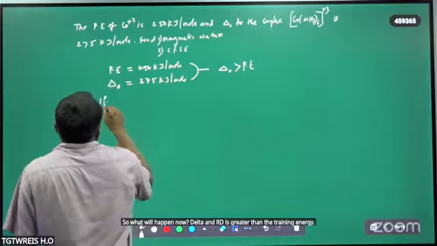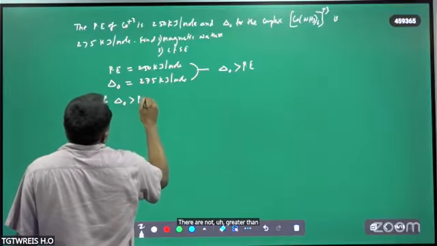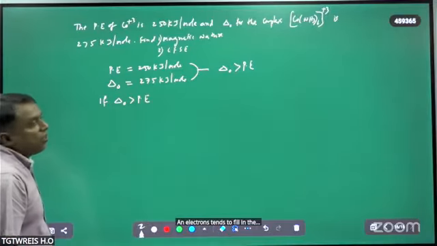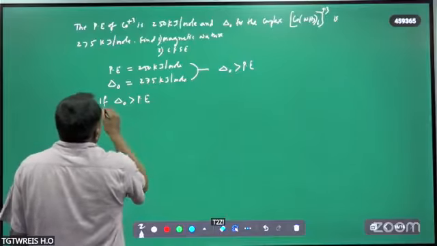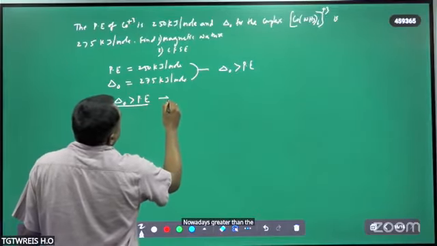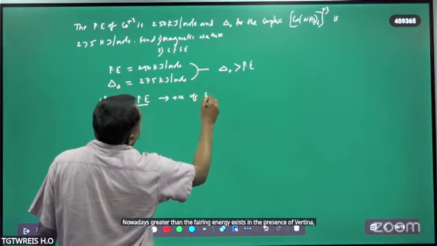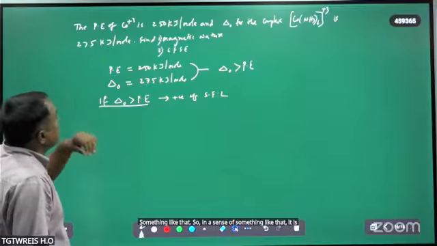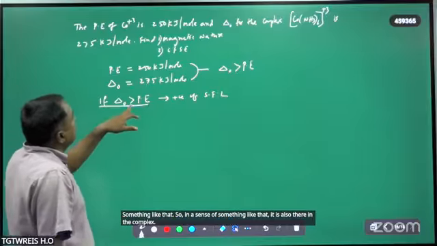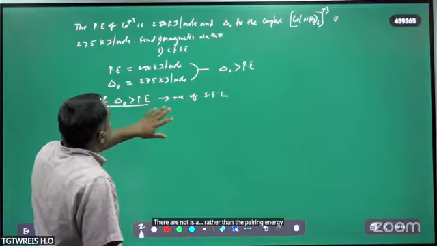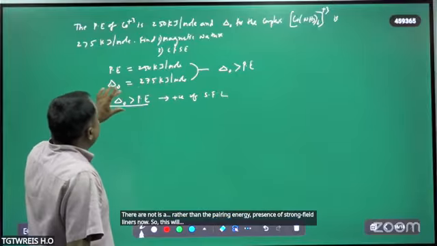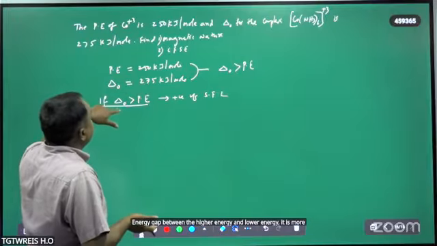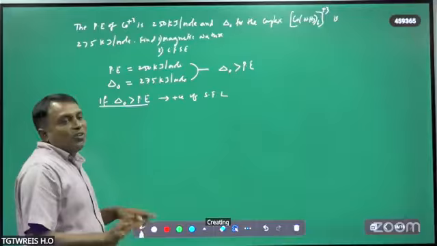If delta naught is greater than the pairing energy, electrons tend to fill the lower energy t2g. This happens in the presence of strong field ligands. NH3 is a strong field ligand, and it is present in the complex. So if the energy gap between the higher energy and lower energy levels is more, pairing takes place in the lower energy level.